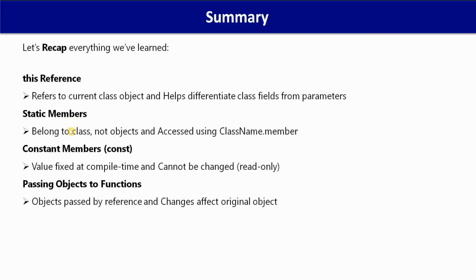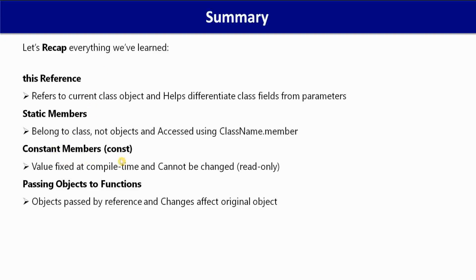Static members belong to the class, not objects, and are accessed using class name dot member. So static members we can directly use with the class name. We do not need to create an instance of that class to use those fields. We can directly use the class name, dot, then the field name or the method name. In this way we can use static members.